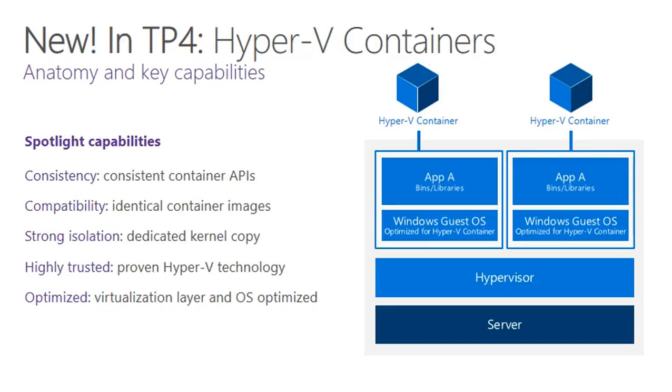New in Technical Preview 4, and this is kind of where Microsoft is differentiating ourselves, is this notion of what we call Hyper-V containers. And they use the same APIs as Windows Server so that we have consistency across management and deployment. So Hyper-V containers use the exact same images as Windows Server containers, but we get that stronger isolation because they get their dedicated kernel copy that is built on Hyper-V technology.